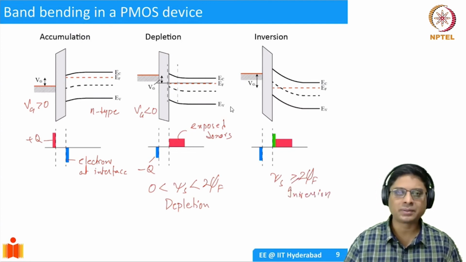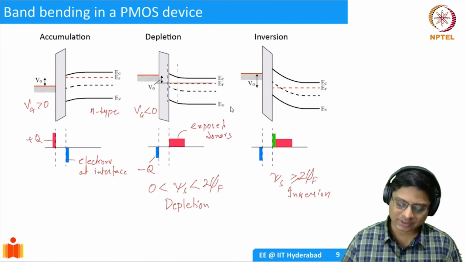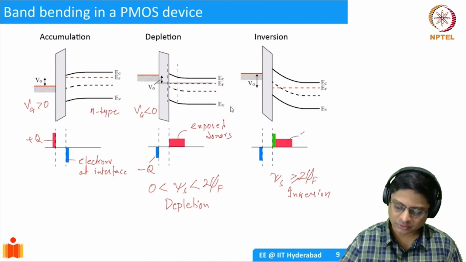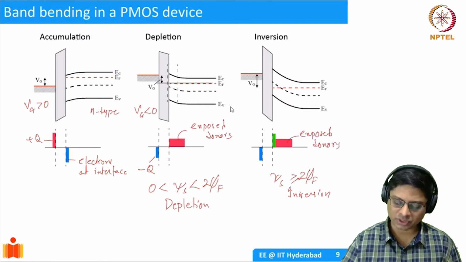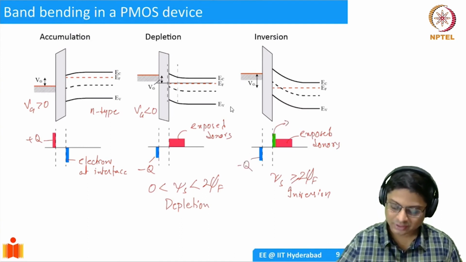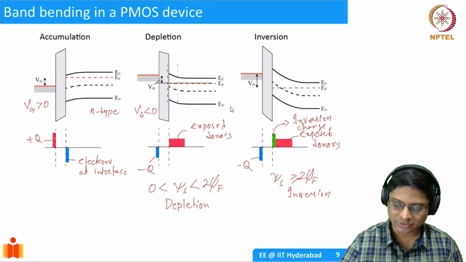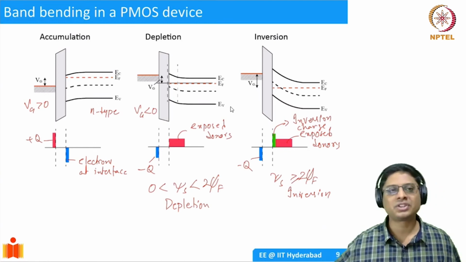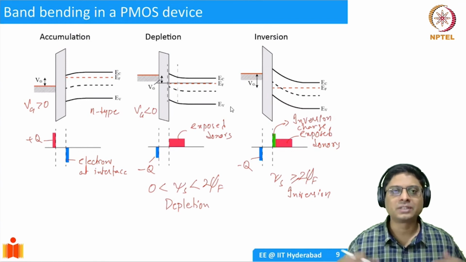In this picture, I'm representing just slightly above inversion. In this case, you have these exposed donors, which are contributing a positive charge. This is your minus Q anyway. And you have an additional inversion charge at the interface. How is this coming to the interface? Well, you have this depletion region which is out of equilibrium, right? We have removed all the majority carriers. So the semiconductor tries to come back to equilibrium by generating electron hole pairs.